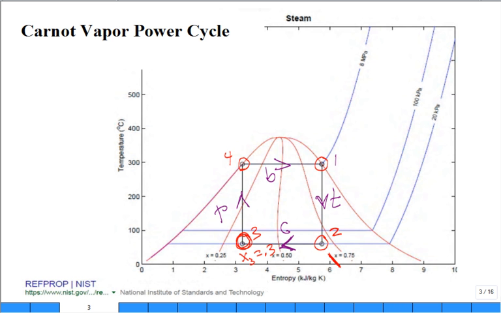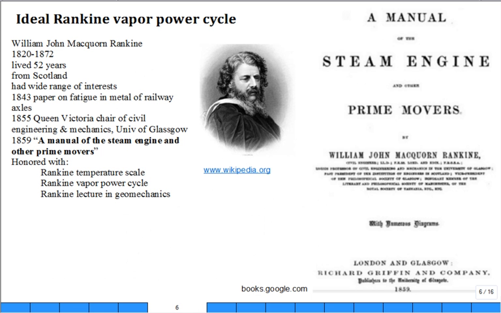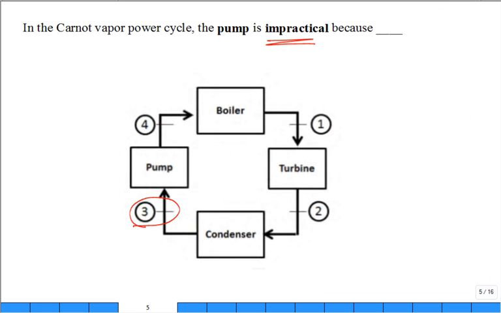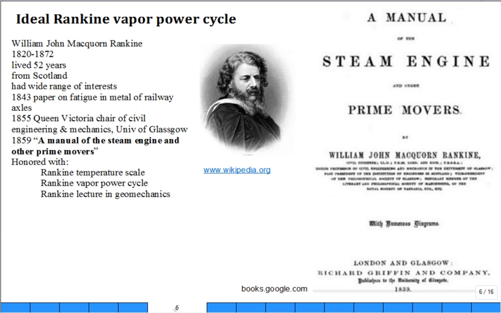Saturated liquid. All right. So that's why you can't build a Carnot vapor power cycle. This pump was the difficulty. So what do we do? They modify the cycle slightly, and that's how you get the Rankine cycle.